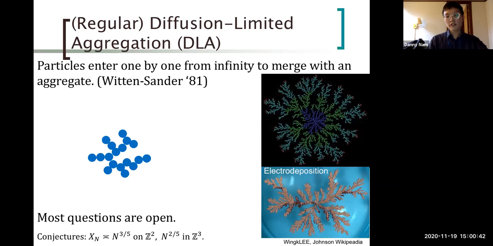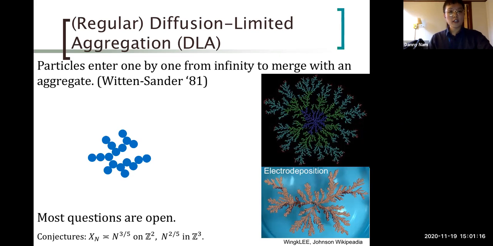So the top right picture is a simulation in 2 dimensions, and the bottom right is what we can actually see in nature. Mathematically, this is believed to be a very difficult problem, in the sense that even the very basic question that one can ask is left open. For instance, if xn is the diameter of the frozen component when n particles have entered, then we don't have a rigorous understanding of how xn should scale in n.